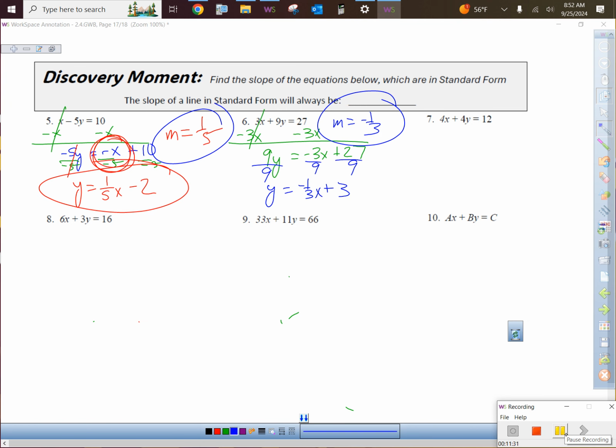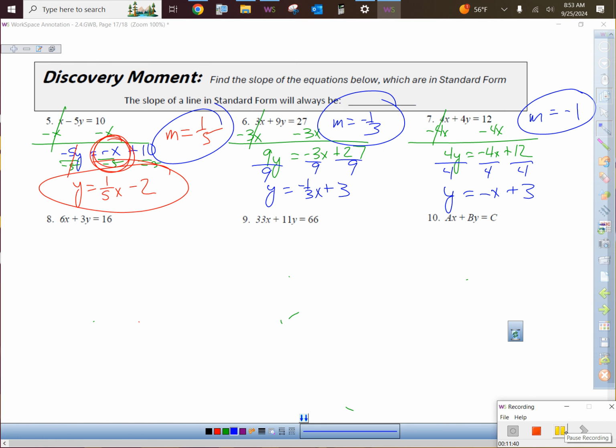Here was 6's answer if you want to check yourself real quick before we do that. And then check back for 7, 8, and 9. Do 7 real quick. Here is 7. Subtract 4x. Divide every term by 4. And the slope is negative 1.